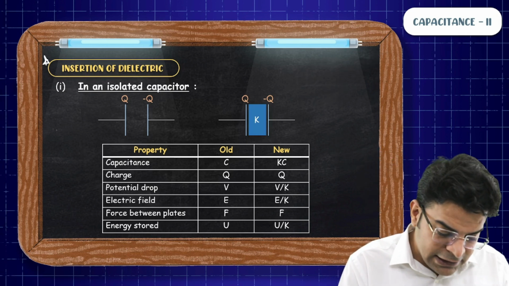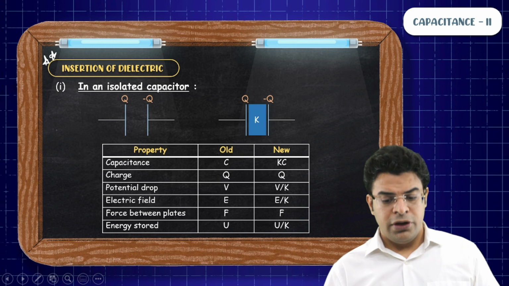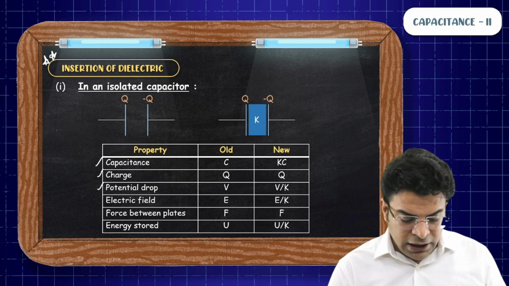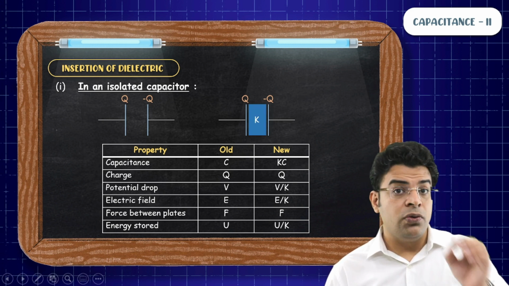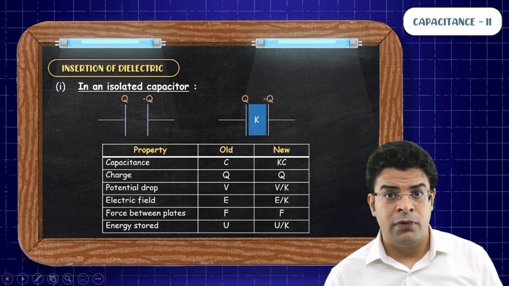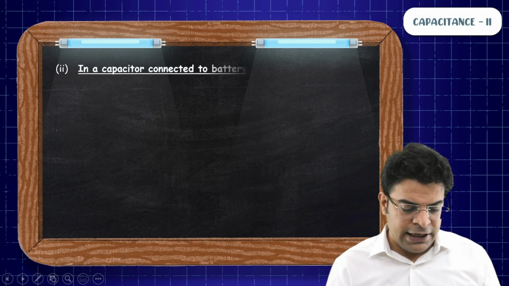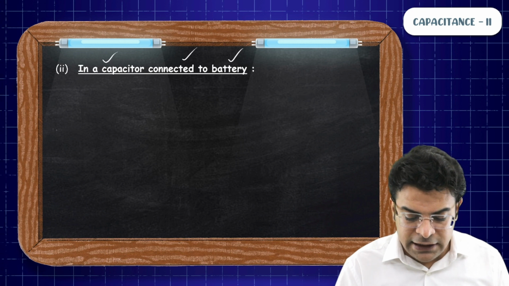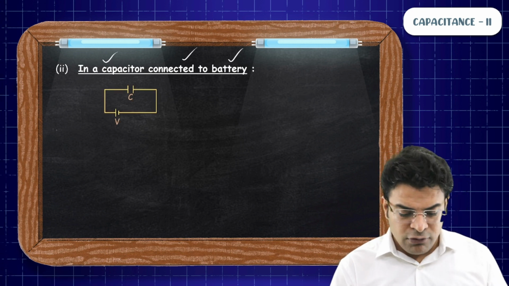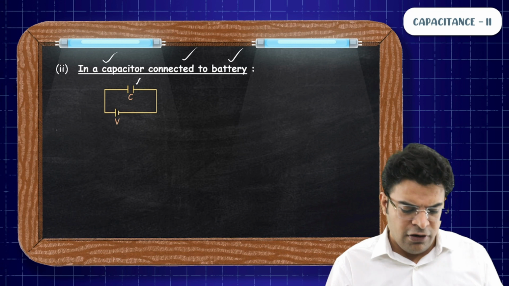Now I said that this particular heading is important. If you missed any of the part, please listen to it carefully again. Now let's move on to the second case when the capacitor is connected to a battery. So let's say you have got this capacitor connected to a battery of potential V.